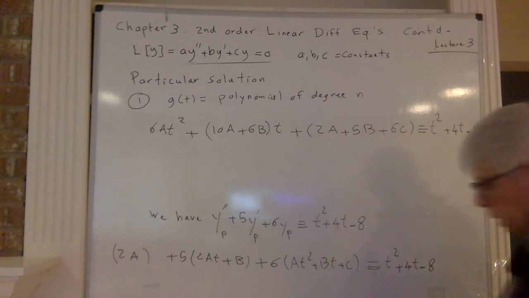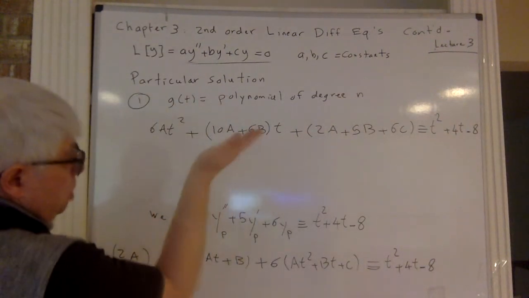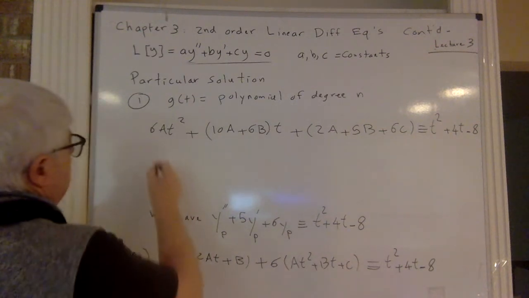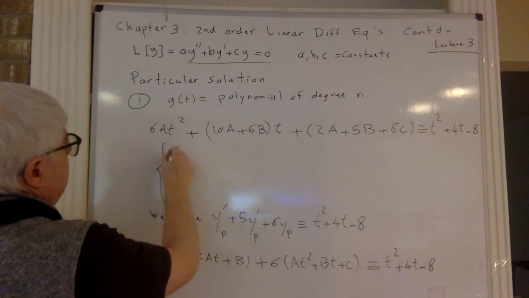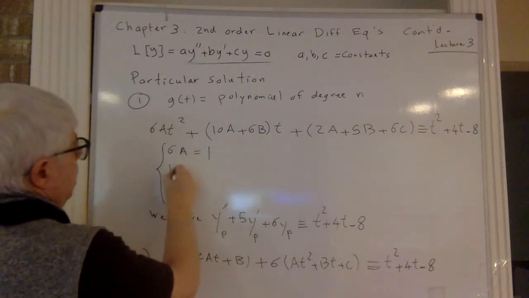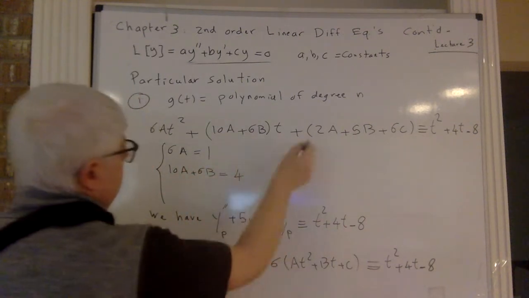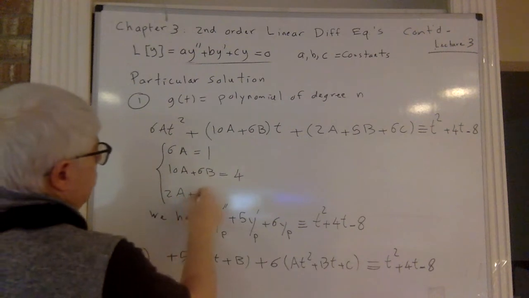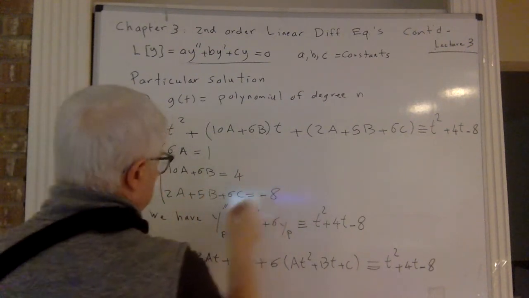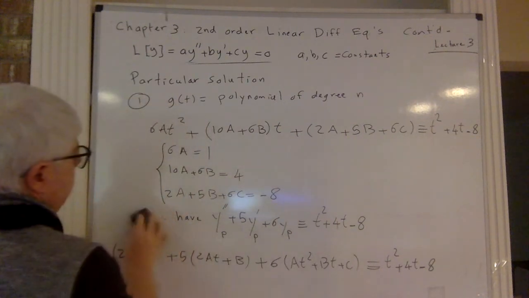Okay. So the coefficients on the two sides should be exactly the same. So I have 6a being exactly the same as 1, then 10a plus 6b should be 4, and the last one, 2a plus 5b plus 6c, should be minus 8. So let me erase this and find a, b, and c.